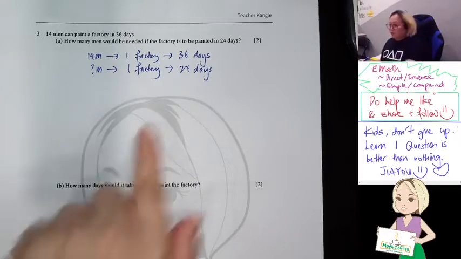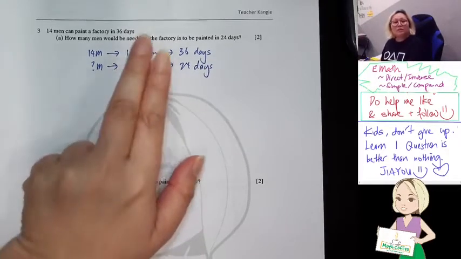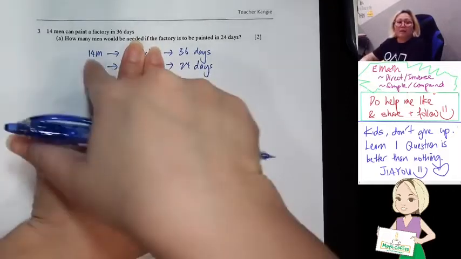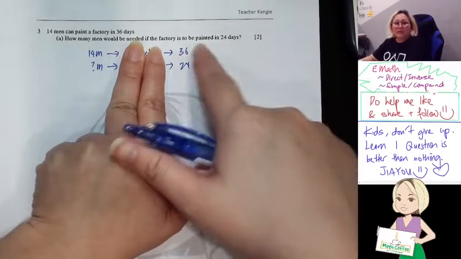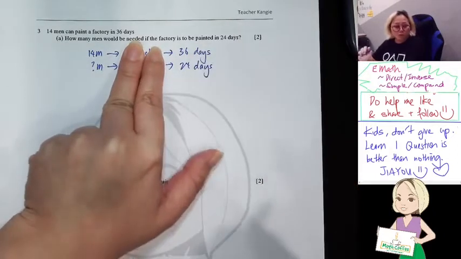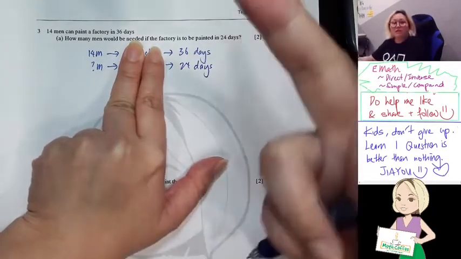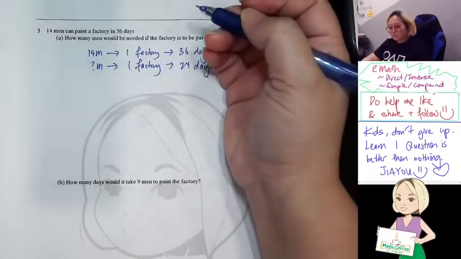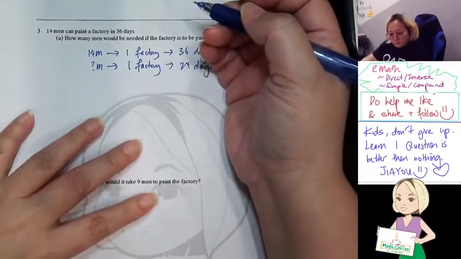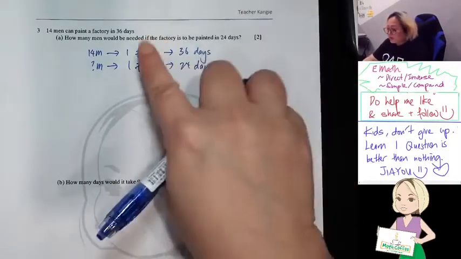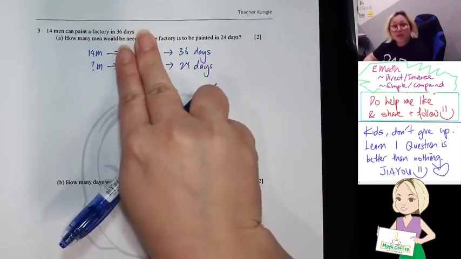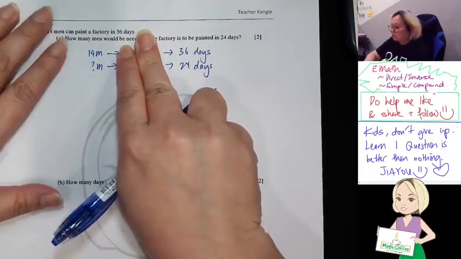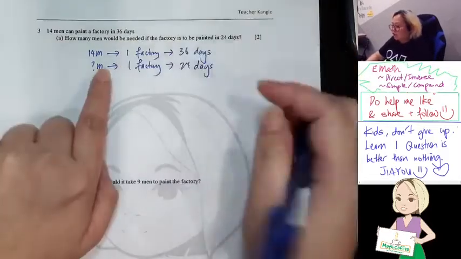Okay, so because 1 factory is constant, you can just ignore the factory and I only have my men and my days. Okay, but I'm going to put in the factory as consideration. Okay, let's see. I shall put it as ignore first. Later I show you one where I change my factory. So now I cover the factory. Let's talk about the men and the days.